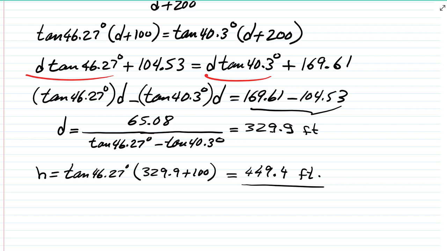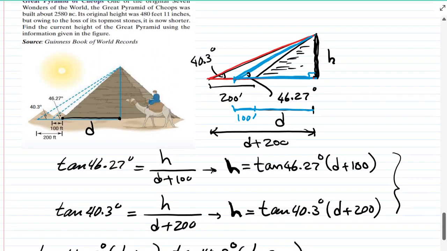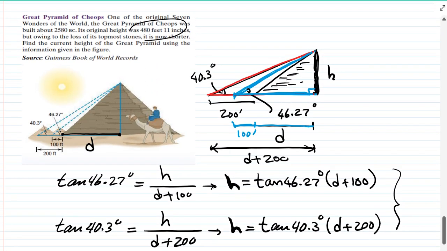So the height is smaller. It looks like the height has shrunk due to losing the top rocks. 449, call it 450 almost, versus the initial 480. So it's lost about 30 feet, okay, due to erosion over time.